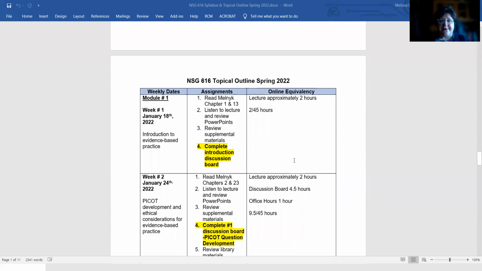So for the first week, you're going to read Melnyk chapters 1 and 3. You'll listen to the lectures and the PowerPoints, review the supplemental materials, and you'll complete the introductory discussion board.